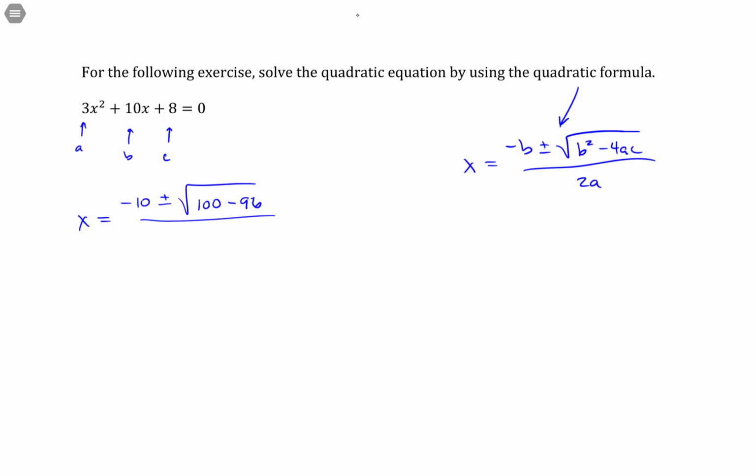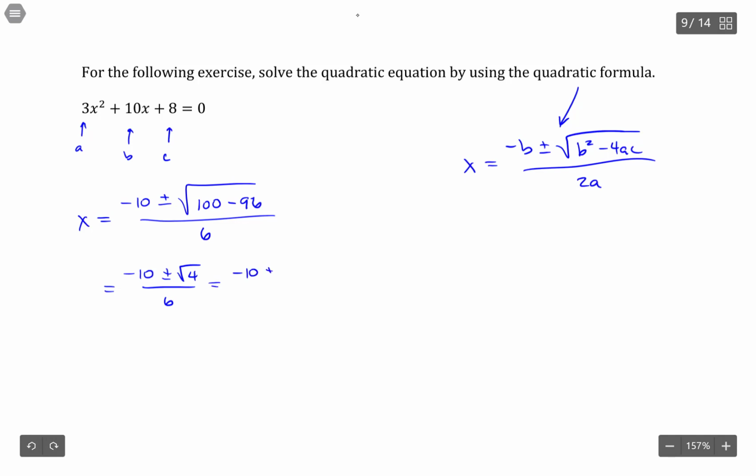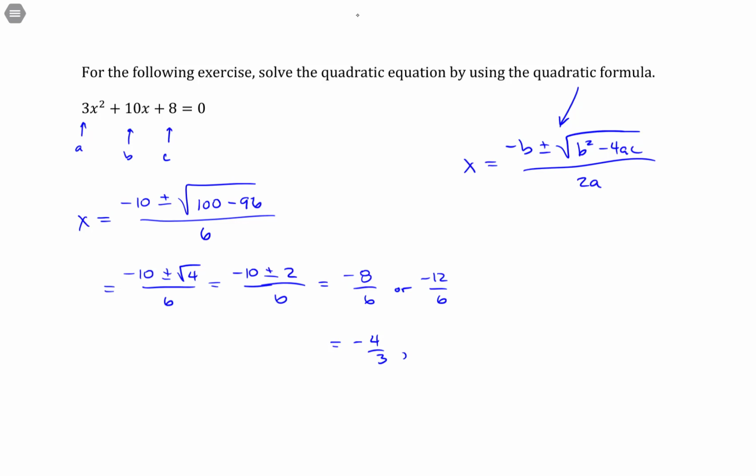Now, over 2a, 2a gives me 6. So negative 10 plus or minus the square root of 4, which is nice, all over 6, or negative 10 plus or minus 2 over 6. So this would be negative 10 plus 2 would be negative 8 over 6, or negative 10 minus 2 would be negative 12 over 6. So that gives me the values negative 4 thirds and negative 2 as my solutions.